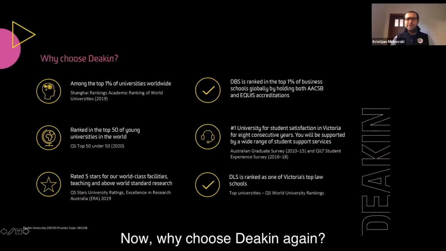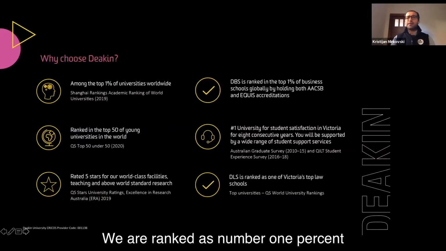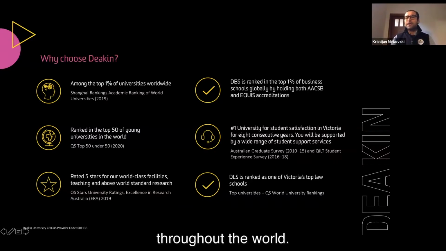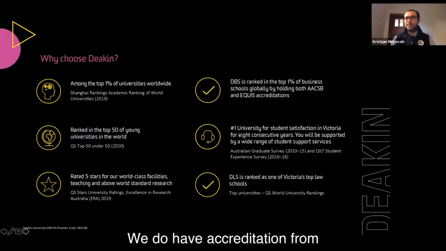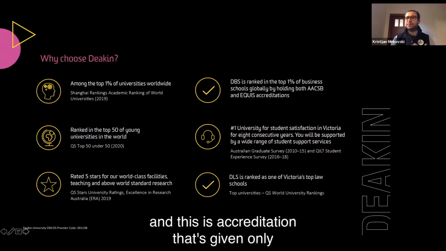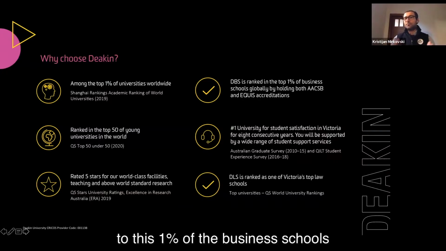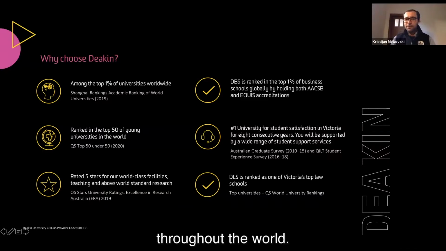Now, why choose Deakin again? We are ranked in the top 1% throughout the world, and we are a very well accredited business school. We have accreditation from both AACSB and EQUIS, and this accreditation is given only to the top 1% of business schools throughout the world. And as well, we are ranked number 1 in Victoria.